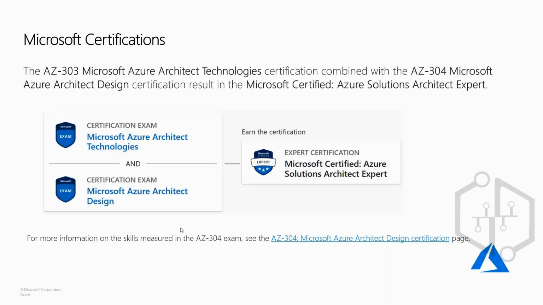This is just one paper, so I would recommend you all should go ahead with both the papers. First is AZ303, which is technology implementation, and second is AZ304, which is design. So once you complete both these certifications, what you get is certified solutions architect expert, which is your 304 exam.